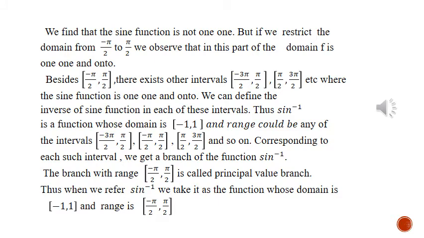But the branch with range negative pi by 2 to pi by 2 is called the principal value branch. We are interested to take this as the principal value branch, that is the branch with range negative pi by 2 to pi by 2. Even if many are there, we take this minus pi by 2 to pi by 2. Then this branch is called the principal value branch.